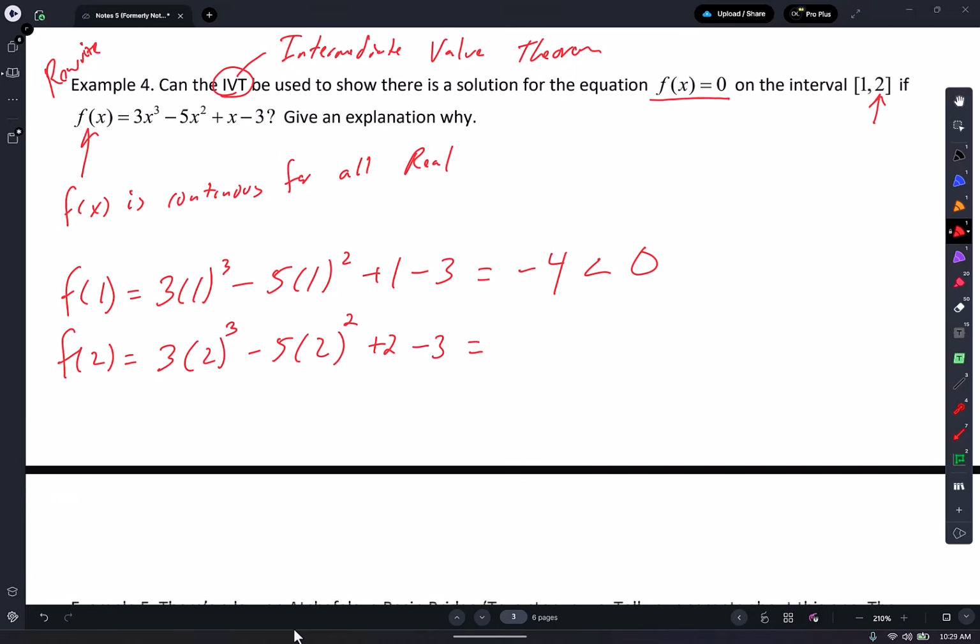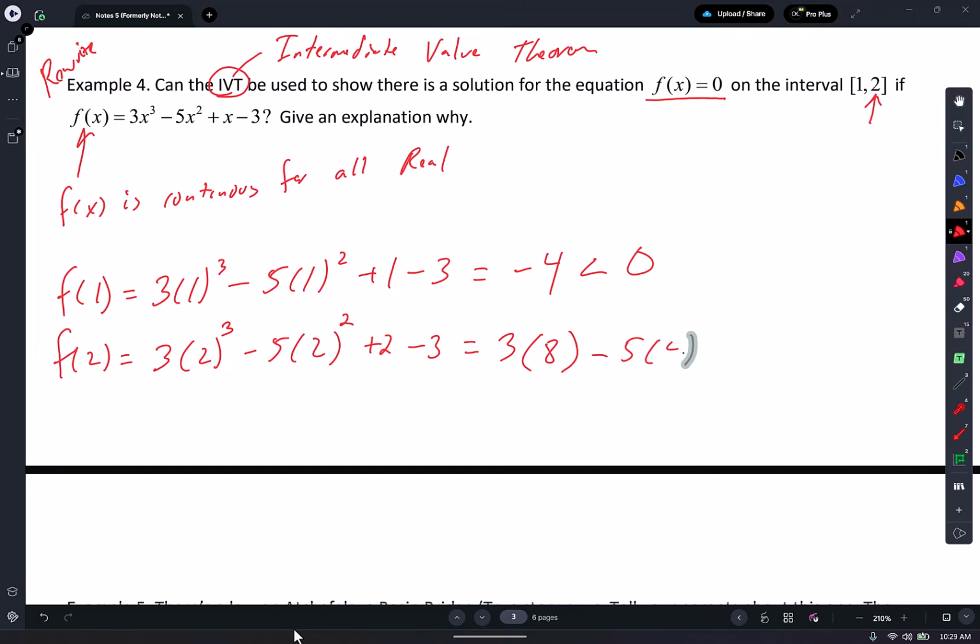Let's do it without a calculator. So 3 times 2 to the third power is 8, and then 2 squared is 4. So I guess I'll write it like this since I haven't evaluated the 1 at 8. 5 times 4 plus 2 minus 3, so I'm going to say minus 1. All right, 3 times 8, 8, 16, 24. And then 5 times 4, 20. All right, 24 minus 20 is 4, minus 1 is 3. That is larger than 0. Did I cross the x-axis?